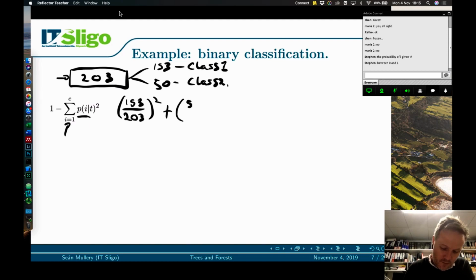And for our next class, the probability of it at this node, because remember T is the node there, is going to be 50 over 203. And we're going to square that. Okay. And you can grab your calculator there and check that my maths is right. So we have to have 1 minus this. So we'll have 1 minus 153 divided by 203. I got, I think it was 0.754.